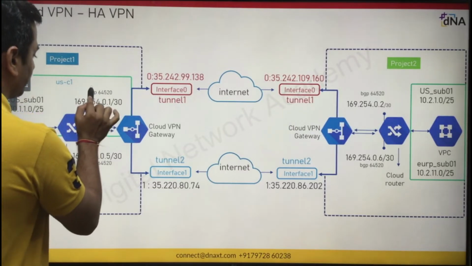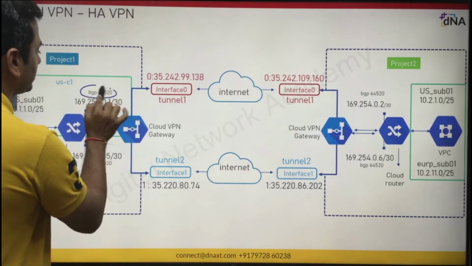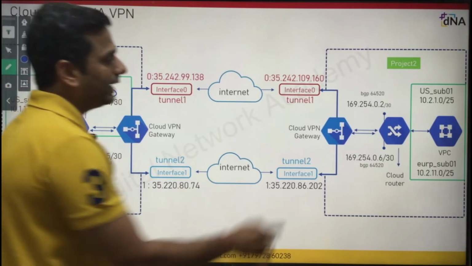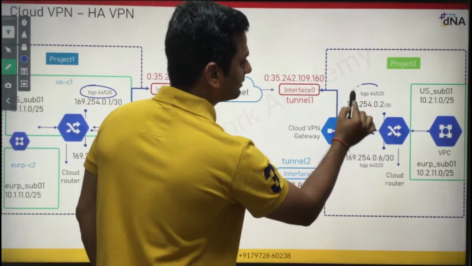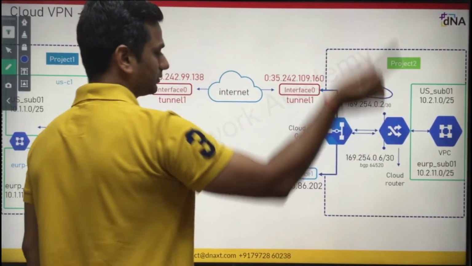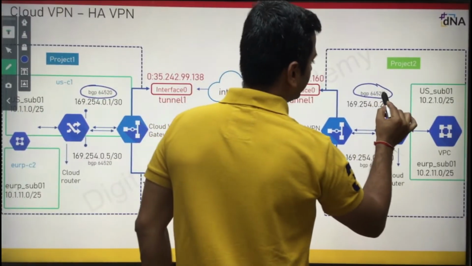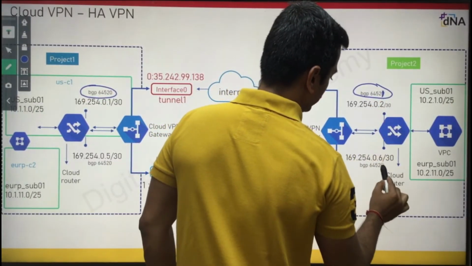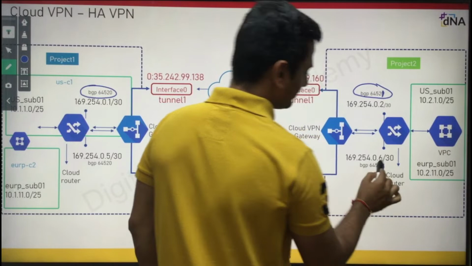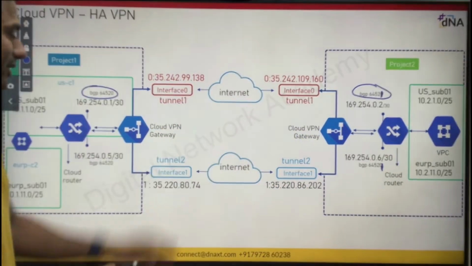Okay, the project 1 AS number is BGP 64520 and project 2 AS number is 64521. Sorry, my bad, it's a typo. It should be the 1, right? It's a typo, guys. Please look at it very carefully.